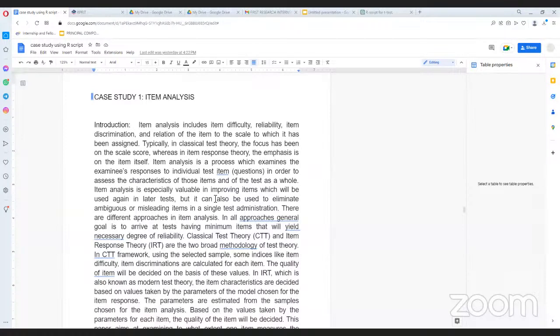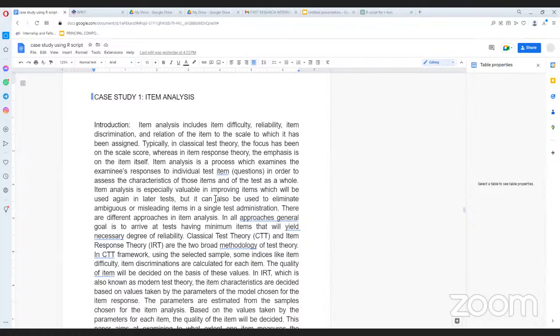Item analysis is a process which examines the examinee's response to individual test items in order to assess the characteristics of those items and of the test as a whole. Item analysis is especially valuable in improving items which will be used again in later tests, but it can also be used to eliminate ambiguous or misleading items in a single test administration. There are different approaches in item analysis. In all approaches, the general goal is to arrive at a test having the minimum items that will yield the necessary degree of reliability.